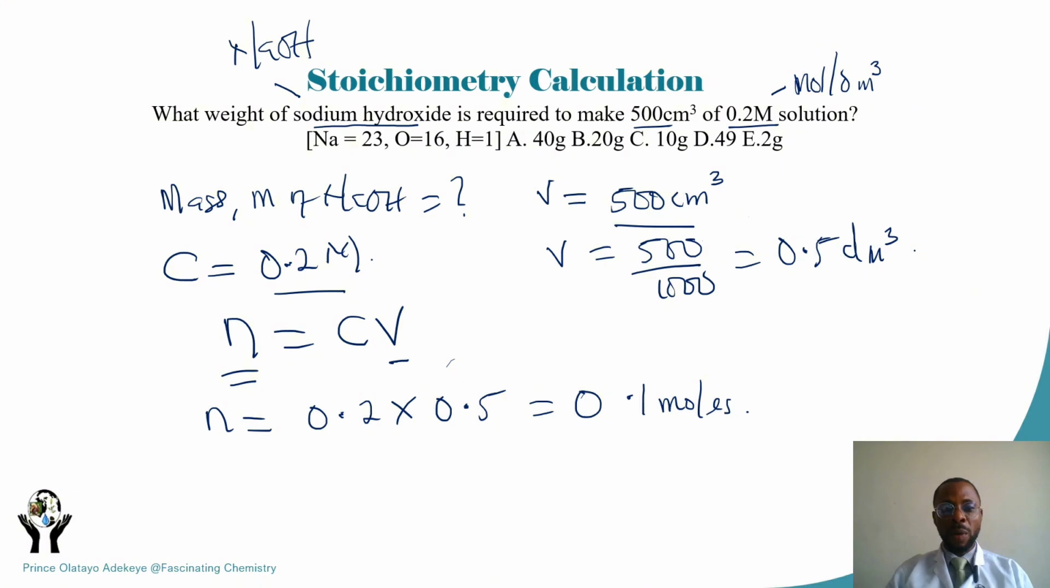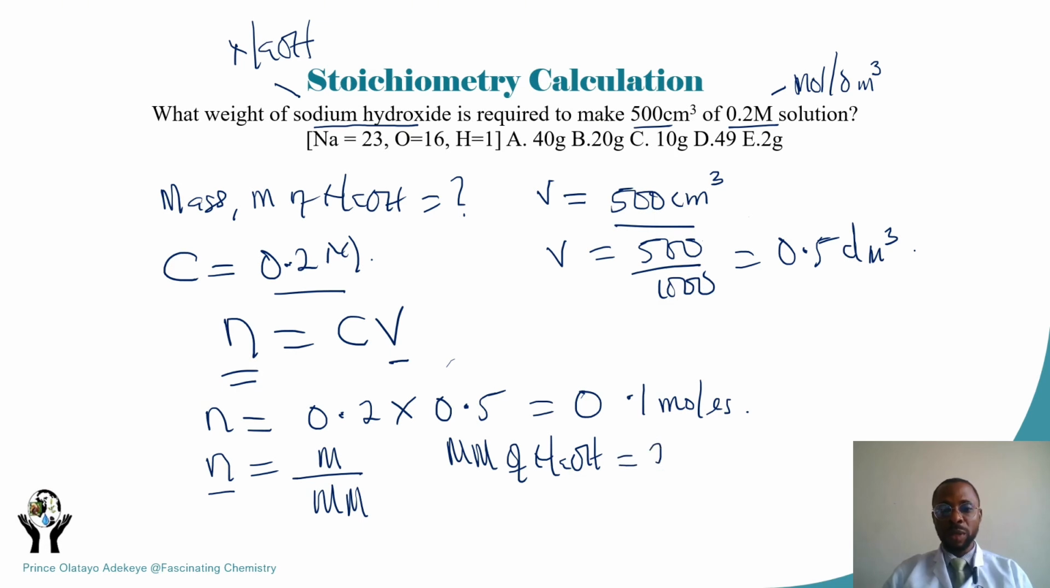Now that we have gotten our amount in moles, we are actually looking for the mass. So we can just use the formula n equals mass, which is what we are looking for, over molar mass. So the amount n we already know, and that means we have to calculate the molar mass of that particular compound. To know the molar mass of sodium hydroxide, don't forget that we add up the mass of each atom you have there.